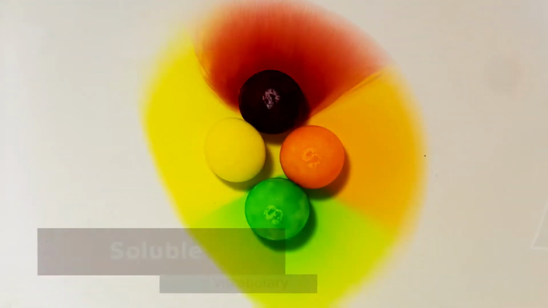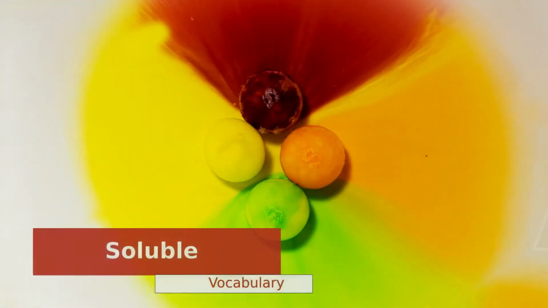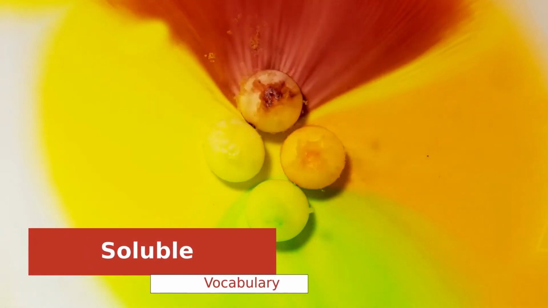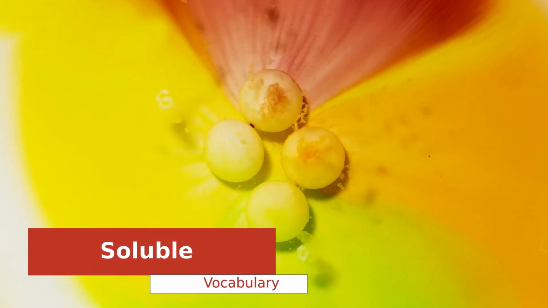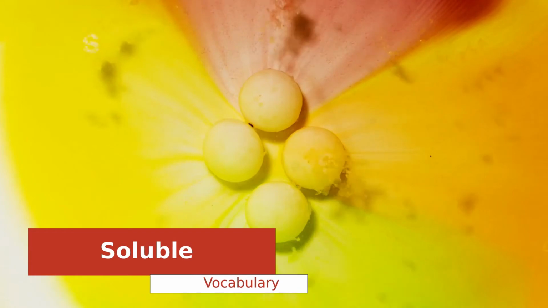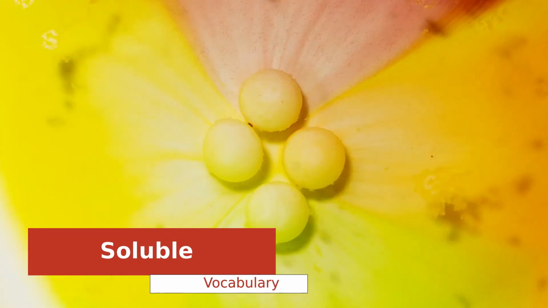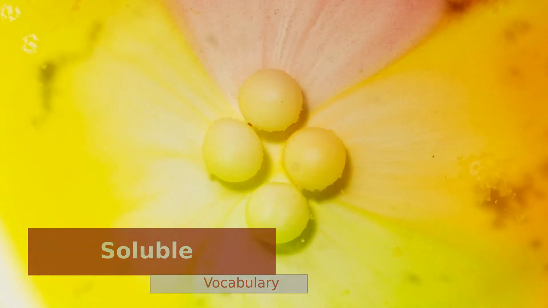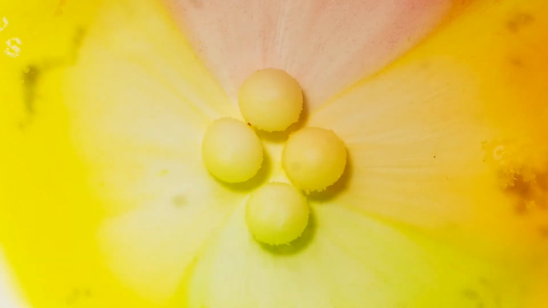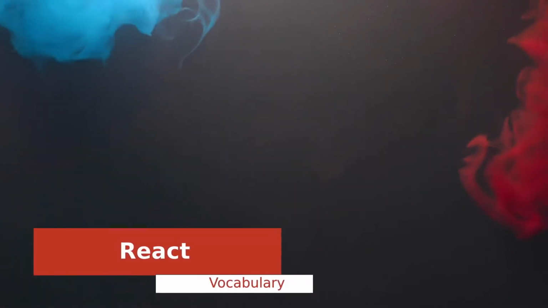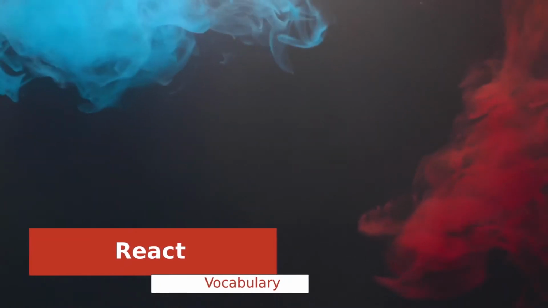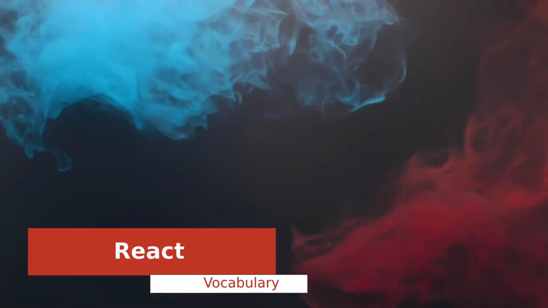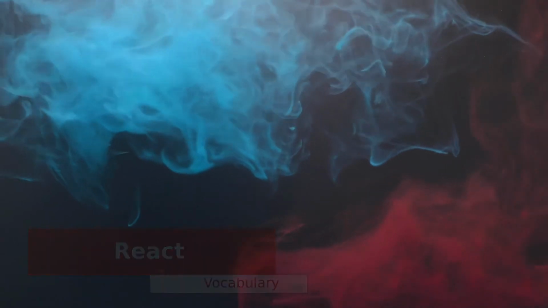Soluble refers to something that can be part of another liquid when combined with it. Sugar, when combined with water, becomes a part of the water. And as we'll discover, objects being soluble or non-soluble will be very important to our experiment. To react means to respond or behave in a particular way in response to something. Pay attention to how the water and oil react to each other during this experiment.